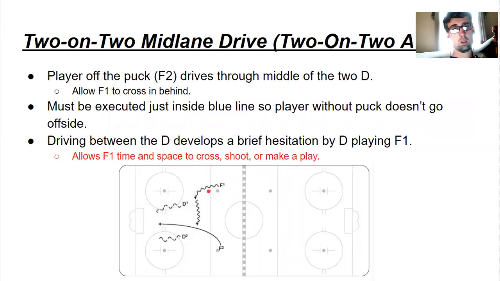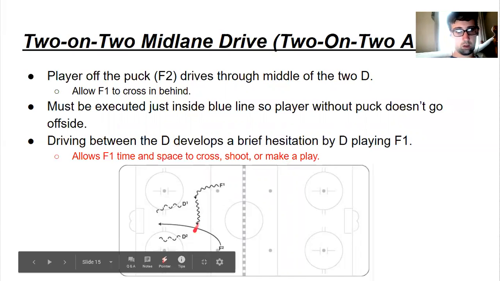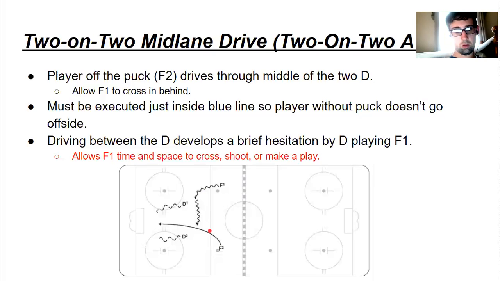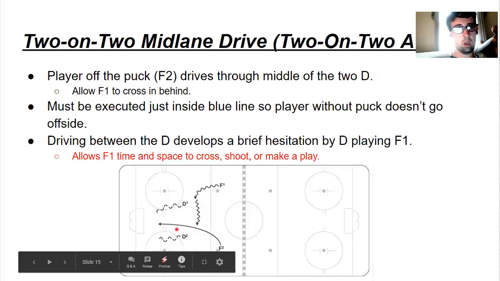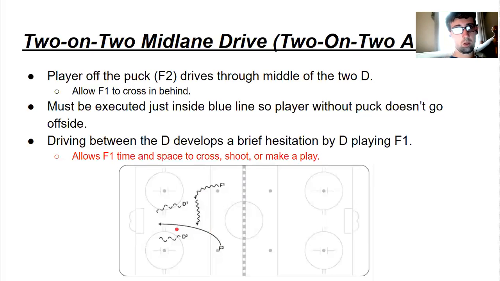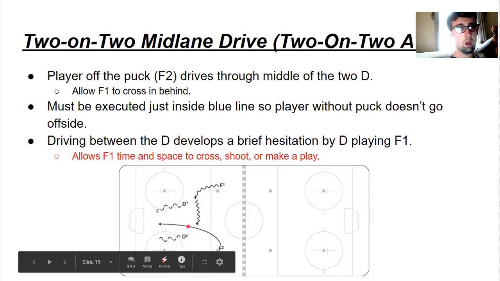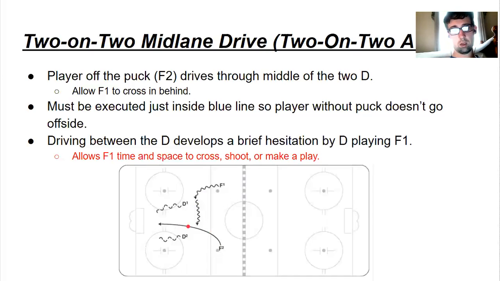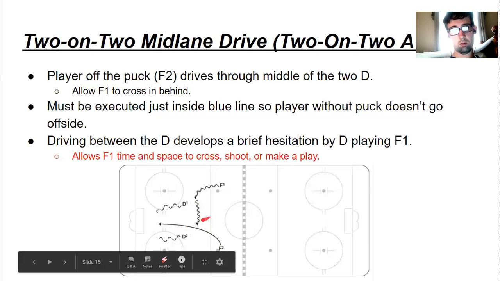So this is forward 1, as I have explained before. And then you have defensive man 1, defensive man 2, and forward 2. Forward 2 drives through the middle of the 2 defensive men, so right through here, allowing forward 1 to cross and behind. So he can cross right behind forward 2. This is executed just inside the blue line, which is right in here, so that the puck doesn't go offside.